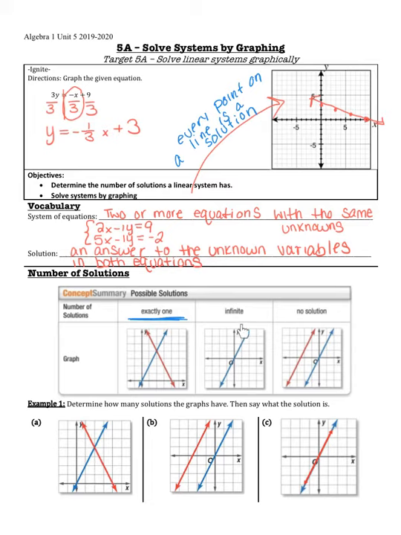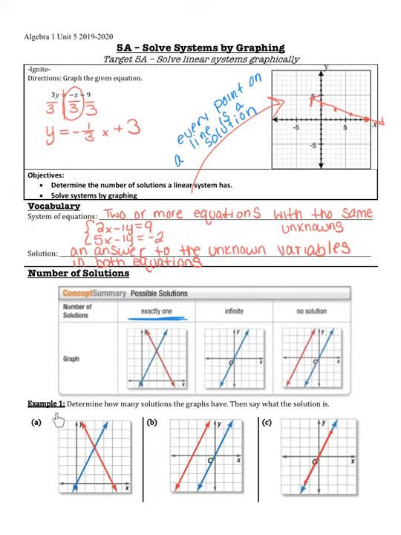Then here we've got an infinite number of solutions. It would be the same exact line. They're laying on top of each other. And then this is no solution, so they're parallel. They'll never hit each other, therefore they're never going to share an ordered pair or solution.